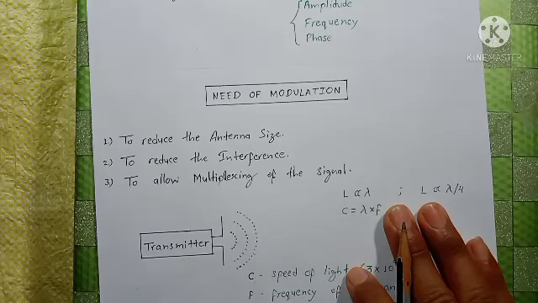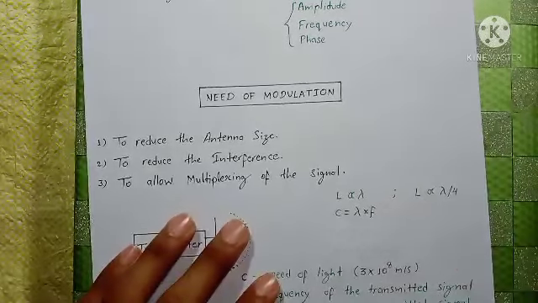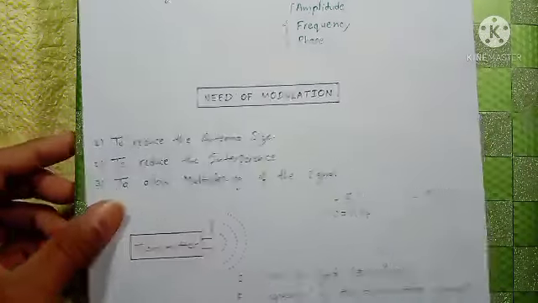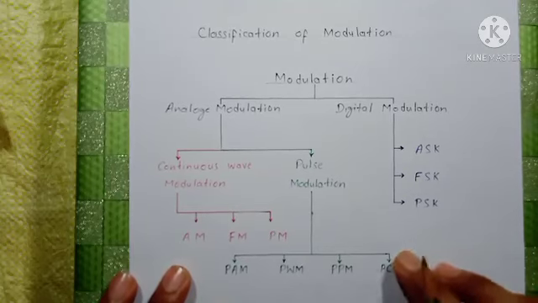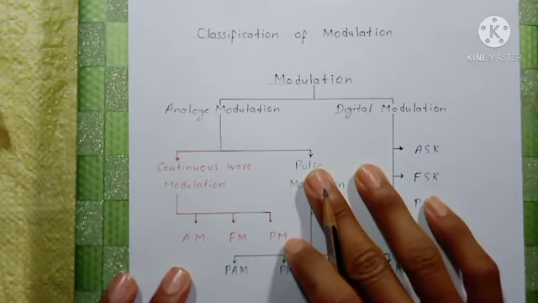And next we will see the types of modulation. So now let us see the different types of modulation. Here we have the complete classification of modulation.